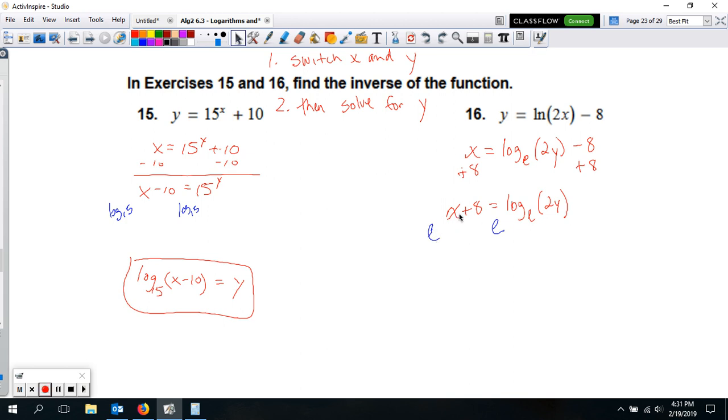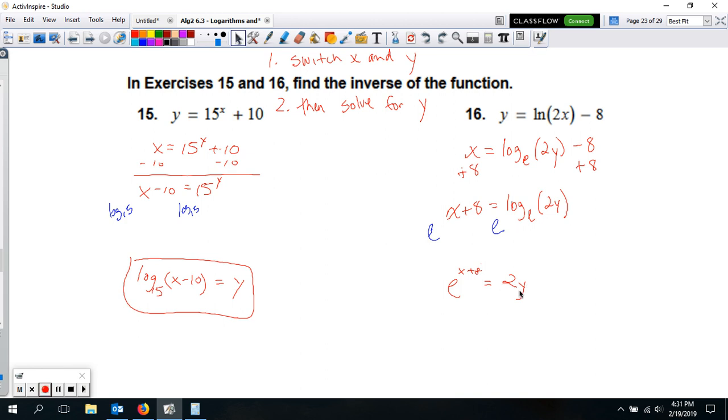So now this is base e and x plus 8, that's the exponent. That's what I was thinking about over there. So this is now the exponent, e to this exponent here. E to this will cancel out the log base e. So e and log base e cancel out, leaving us with the 2y. So now 2y is equal to e to this x plus 8 exponent.